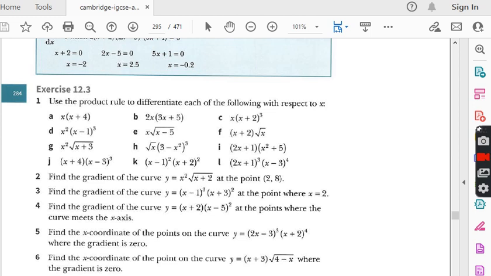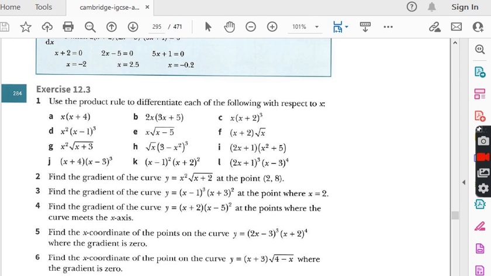Students, in last lecture we started exercise 12.3 from chapter number 12 and the topic of this exercise is to differentiate the given question with the help of product rule. What is product rule? If we have two functions u and v, then the derivative of this function is first function multiplied by the derivative of second function plus second function multiplied by the derivative of first function.